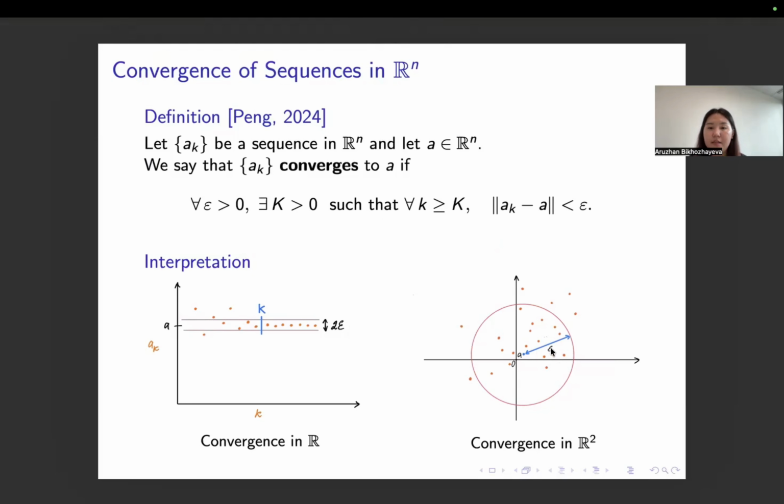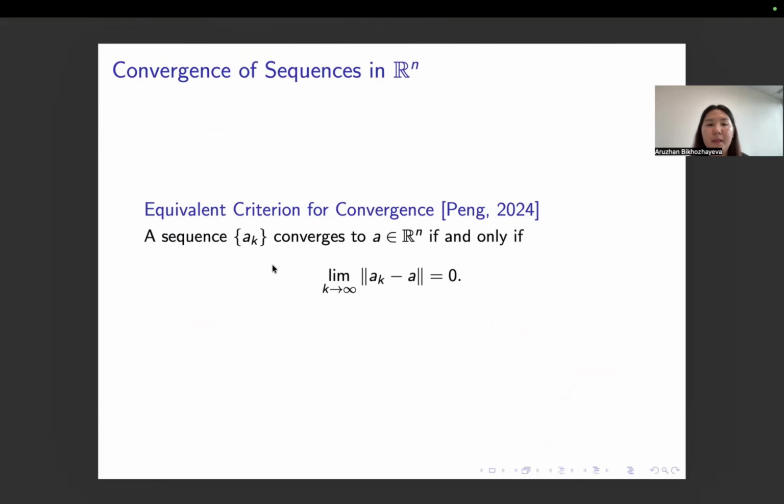converges. And intuitively, for example, convergence in R square, we can imagine as throwing darts closer and closer to the center of a target. And the center will represent the limit, and each dart will represent a vector or point in our sequence. Fortunately, there is another way to express exactly the same idea.